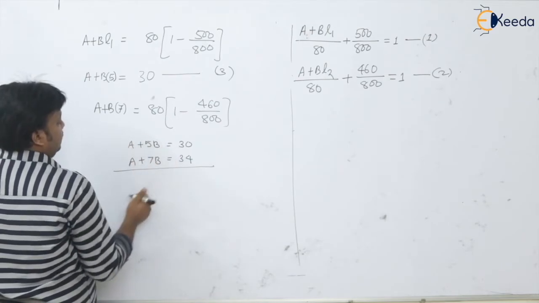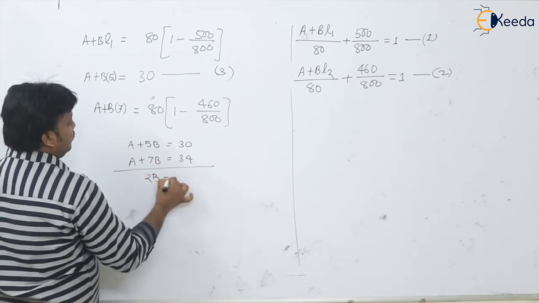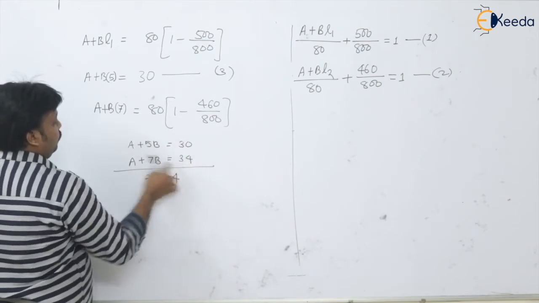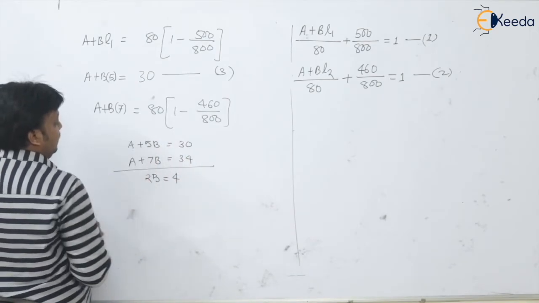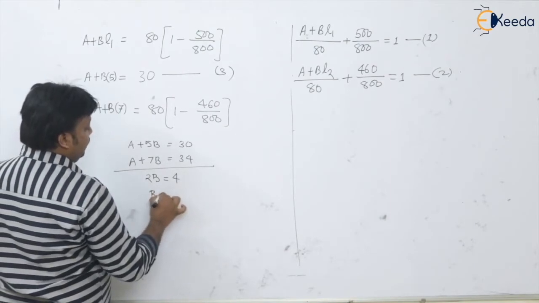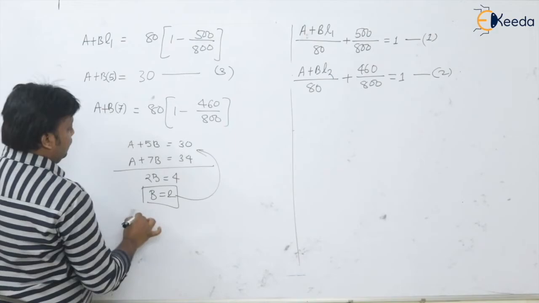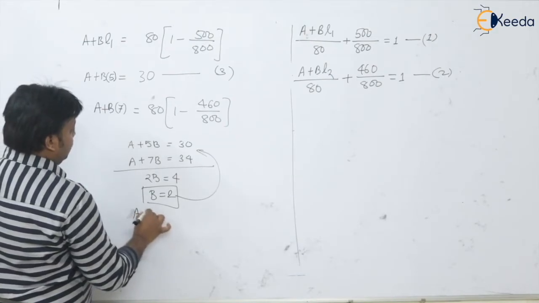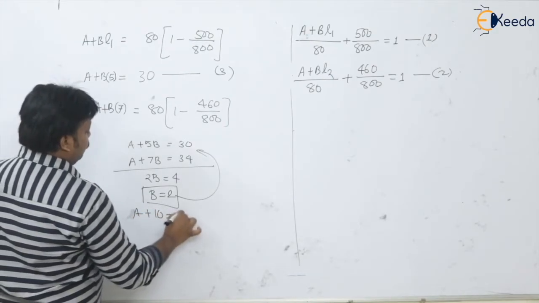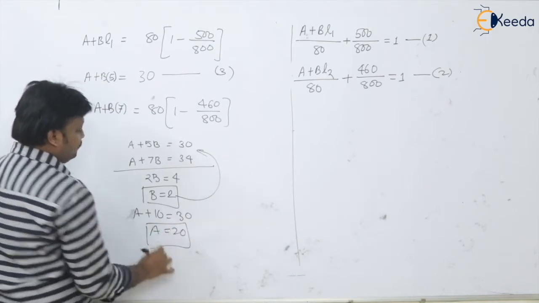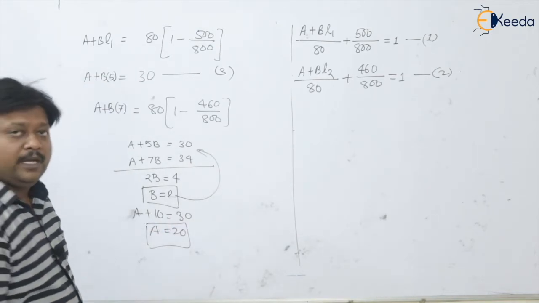So this minus this: 2B is equal to 4. 34 minus 30 is 4, 7B minus 5B is 2B, A minus A is 0. So B will be how much? This is 2. Put this value in any of these equations. What is A now? A plus 10 is equal to 30. So A will be how much? 30 minus 10, 20. So that is done here.